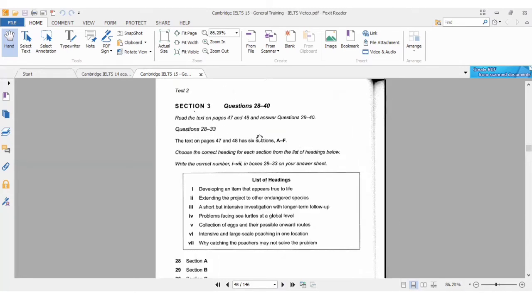Now look at the instruction, okay? It says, read the text on pages 47 and 48 and answer questions 28 to 40. Now we're starting with questions 28 to 33. And you know that in the reading test, there are 14 different types of reading questions. And the two most confusing for many people are the matching headings and then true, false, not given. But I already did a video on true, false, not given. So if you have not seen that, I will provide the link to it in my description box so that you can watch that video on true, false, not given.